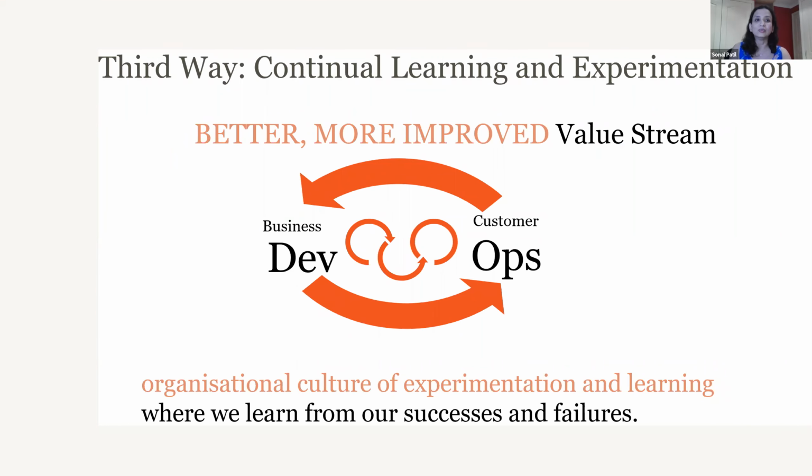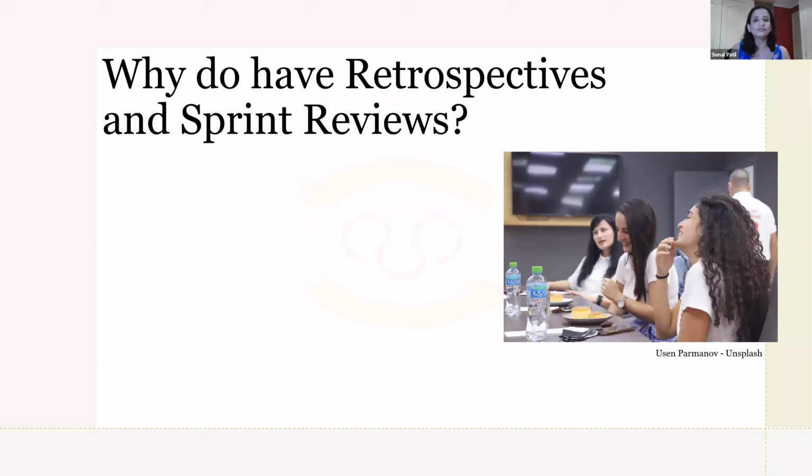And finally, the Third Way. Now that we've built a value stream, we've made it safer and more resilient, we now want to make it better and more improved. And we do that by continual learning and experimentation. We need an organizational culture of experimentation and learning, where all of us are empowered to learn from our successes and failures. And so the final question I'd like to ask is, why do we have retrospectives and sprint reviews?